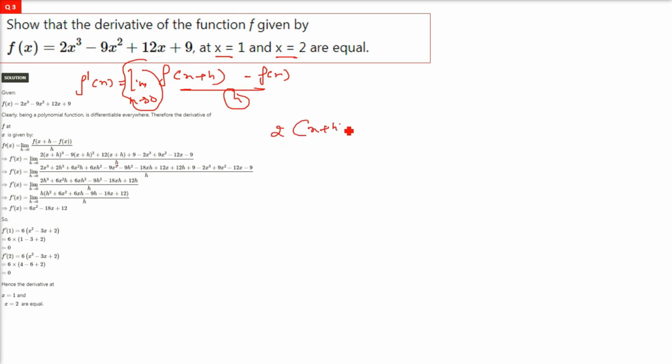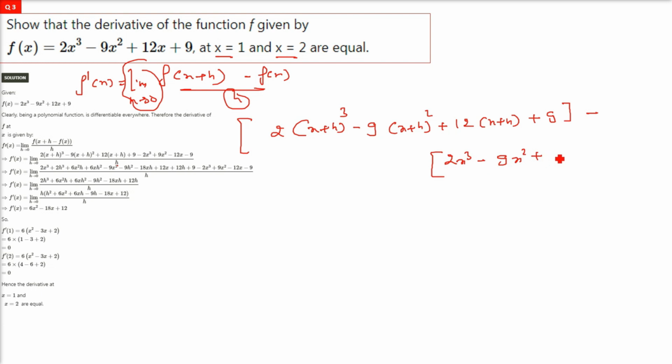So 2 into (x plus h) whole cube minus 9, in place of x, write x plus h, plus 12 into x plus h plus 9 minus. Now you just have to write this f(x) because it is f(x plus h) minus f(x). So 2x cube minus 9x square plus 12x plus 9. Okay. So just numerator I am taking right now.